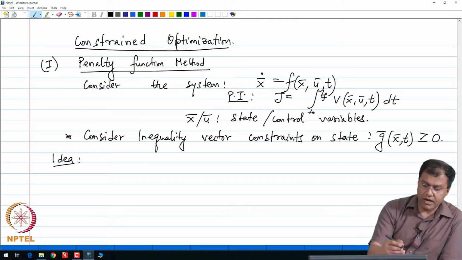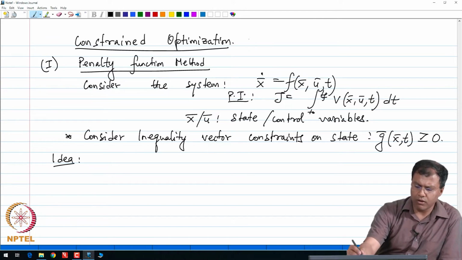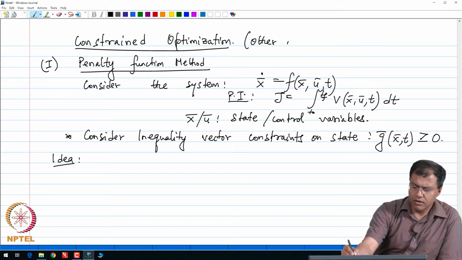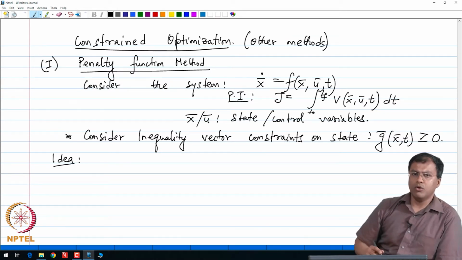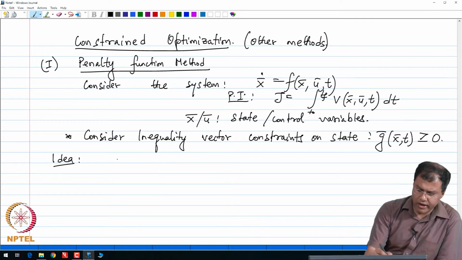So these are my constraint optimization problems. We have done one method earlier, and these are a few more methods. I am just mentioning two more methods in this setup. So, the idea of this penalty method is as follows.